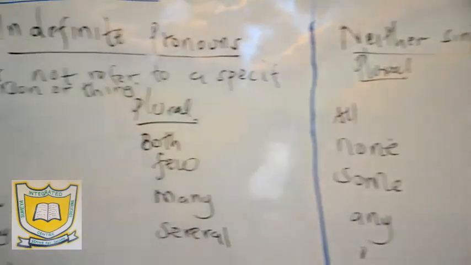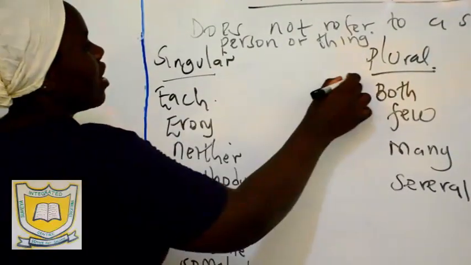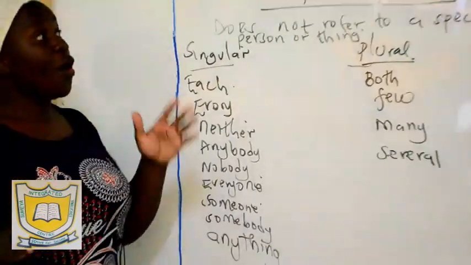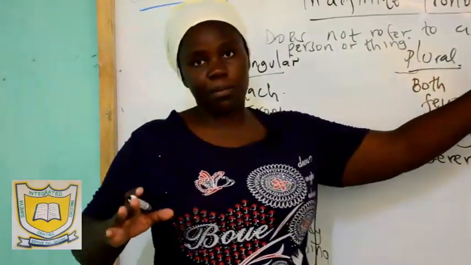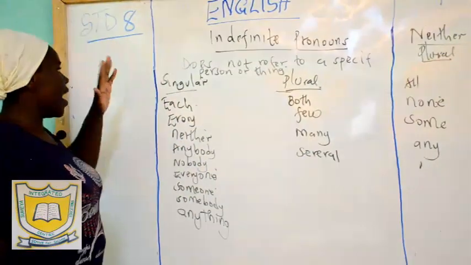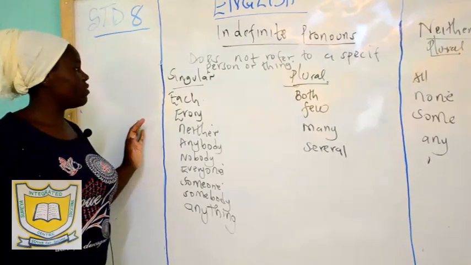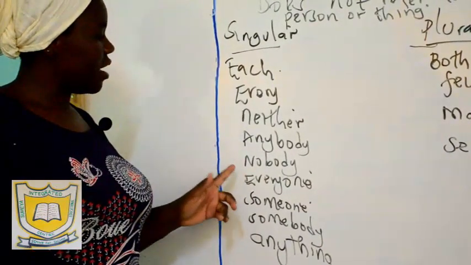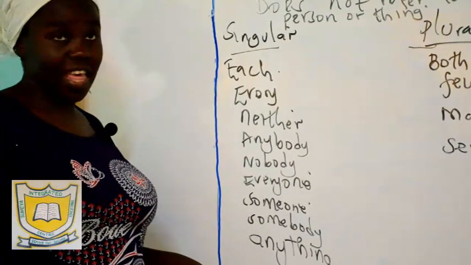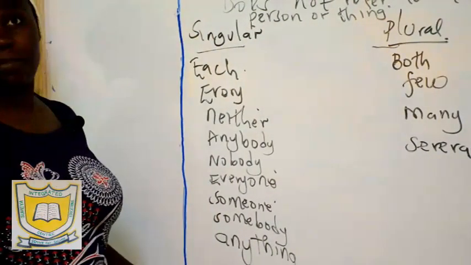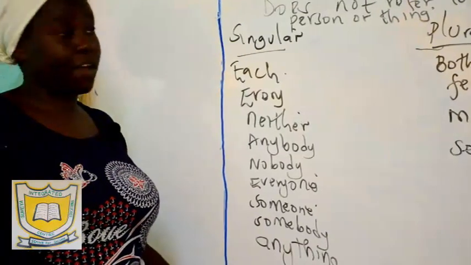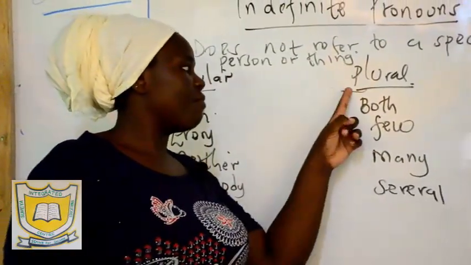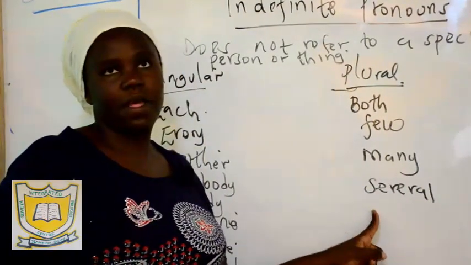But if you look at this, I've tried to categorize these indefinite pronouns as singular, plural, or neither singular nor plural. So here I have singular indefinite pronouns: each, every, neither, anybody, nobody, everyone, someone, somebody, anything. These are singular indefinite pronouns, just to name a few. And then these ones are plural indefinite pronouns. You have both, few, many, and several.